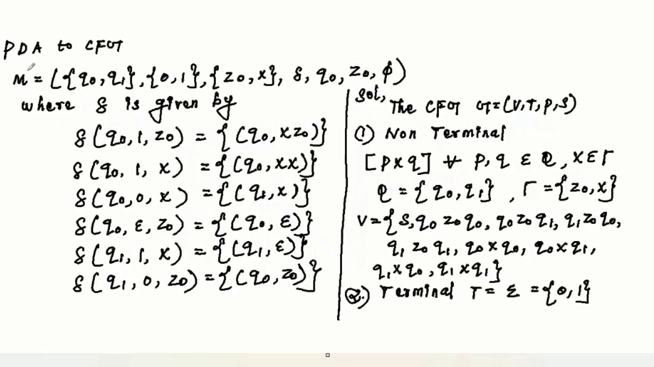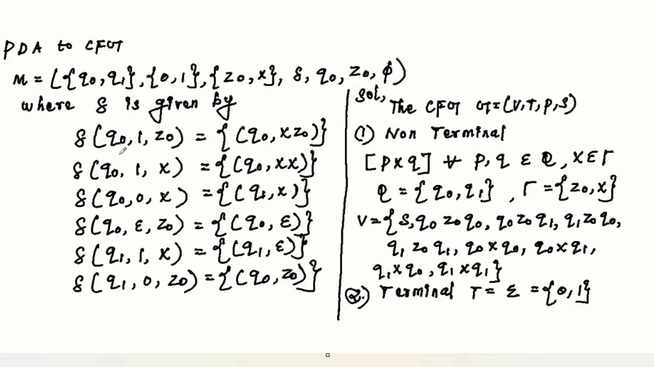Coming to the first problem, conversion of pushdown automata to context-free grammar. The PDA is formally defined as a 7-tuple. Here M equal to the set of states Q0, Q1, that is states 0, 1. The input alphabet, that is Sigma. Next, the stack alphabet Z0, X, that is Gamma. Del is the transition function, Q0 is the starting state, Z0 is the initial stack symbol, and null is the set of accepting or final states.